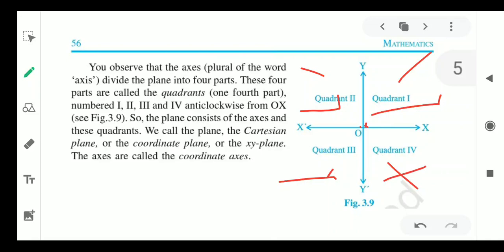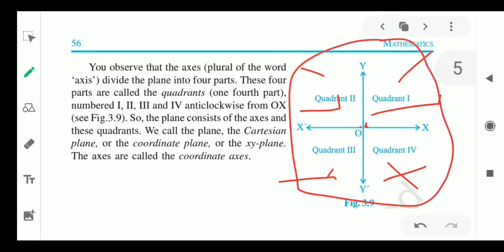Okay, so the x-axis and y-axis, if they meet at the origin, will divide the total plane into 4 equal parts. These are called the first quadrant, second quadrant, third quadrant, and fourth quadrant. This is called the xy plane. This is called the x'y plane. This is called the x'y' plane. This is called the xy' plane.